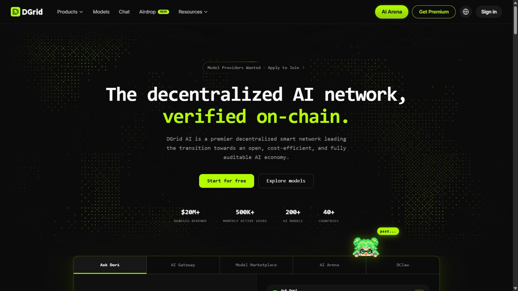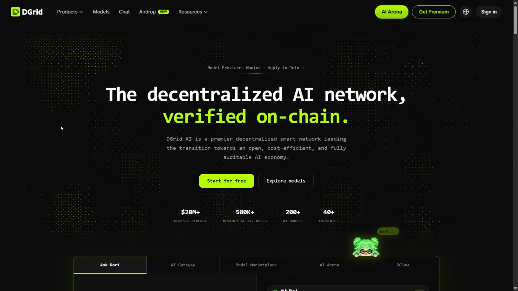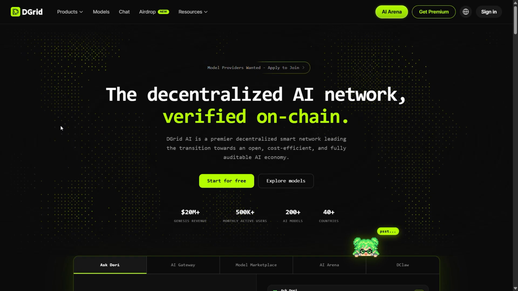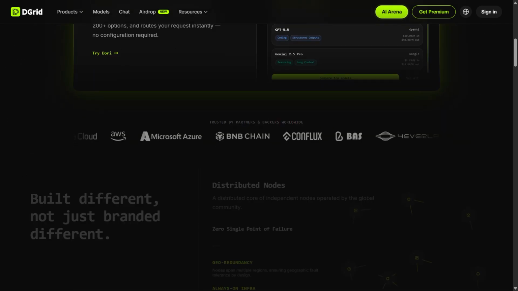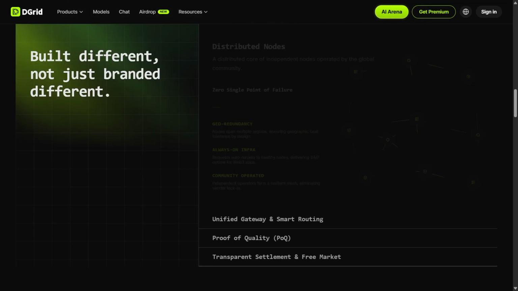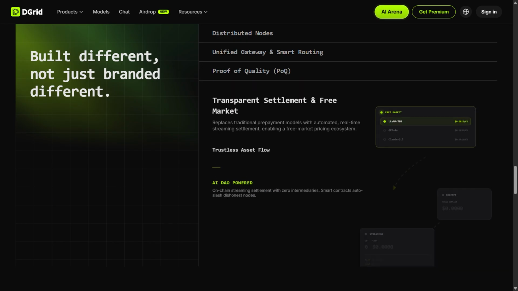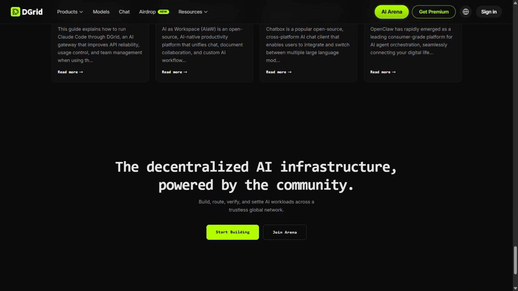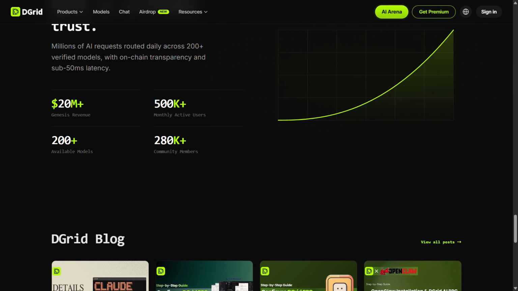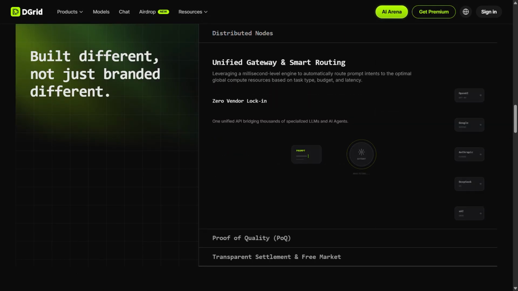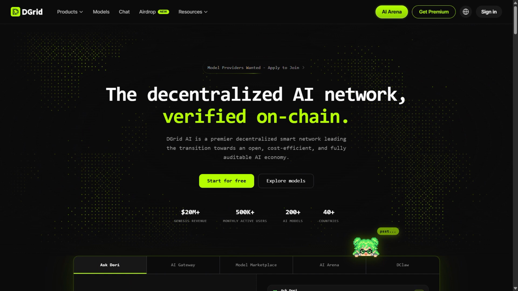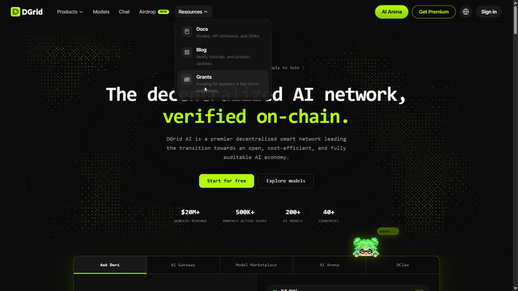DGrid's decentralized network design assigns roles to users, developers, model providers, and node operators. Inference requests are routed to available providers, while verification and settlement components are intended to record service delivery and coordinate payments. The project's proof of quality framework is designed to evaluate model responses and node performance, supporting products including Dory, a model selection assistant, and Declaw, a deployment layer for persistent user-controlled AI agents.